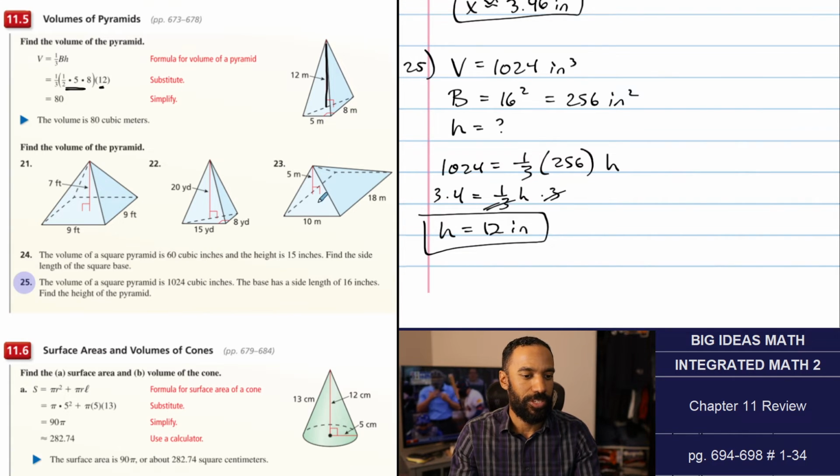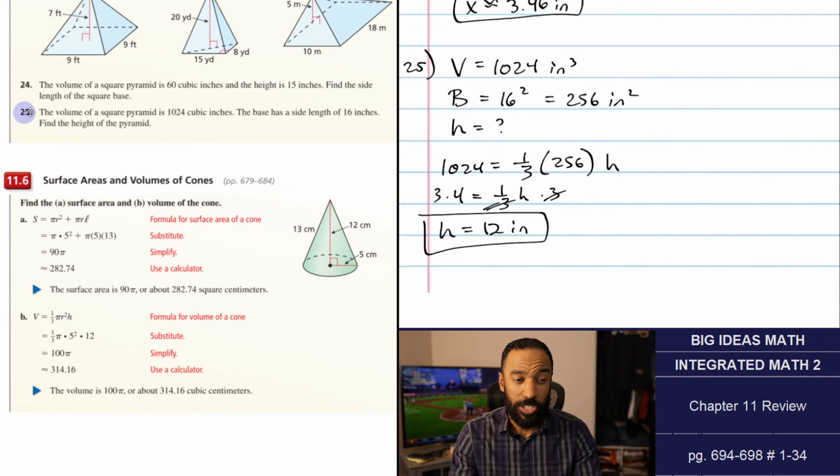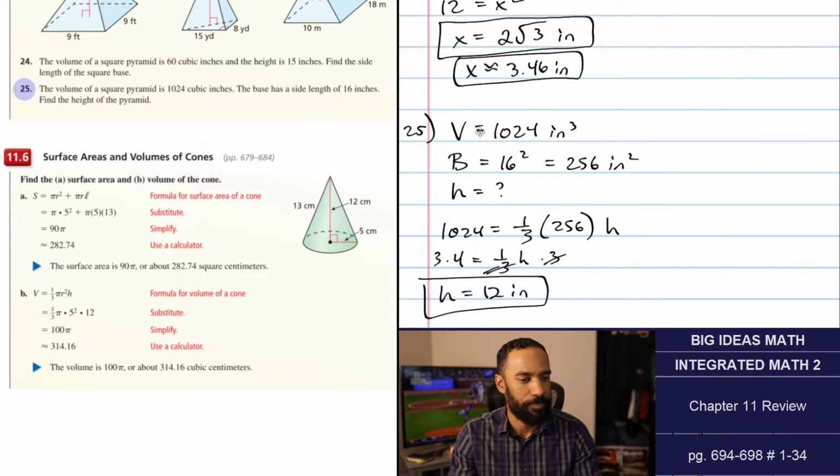All right, that is 11.5. Let's move forward. Two more sections, and still 9 more questions to go. No problems on this side except for the example, so let's see what they want to tell us.